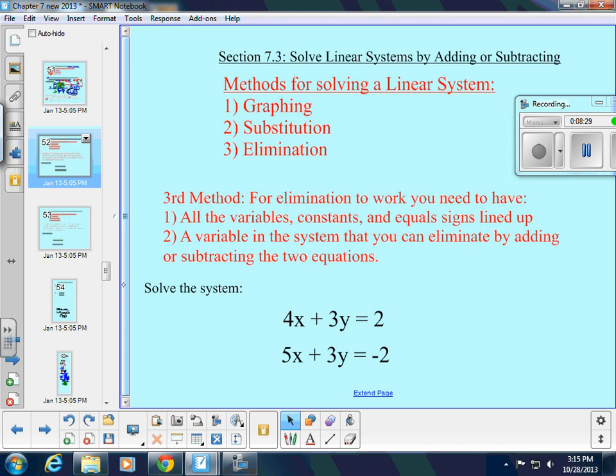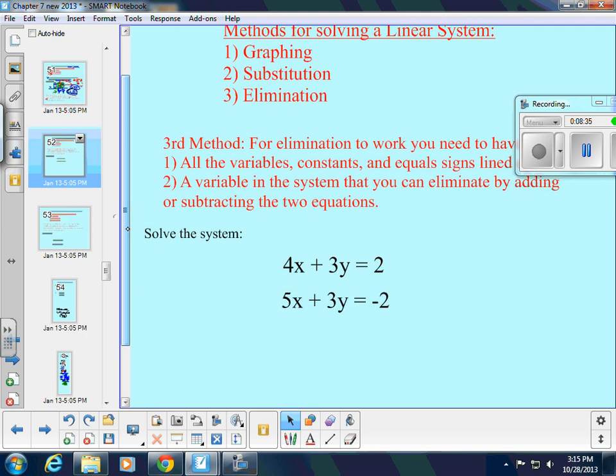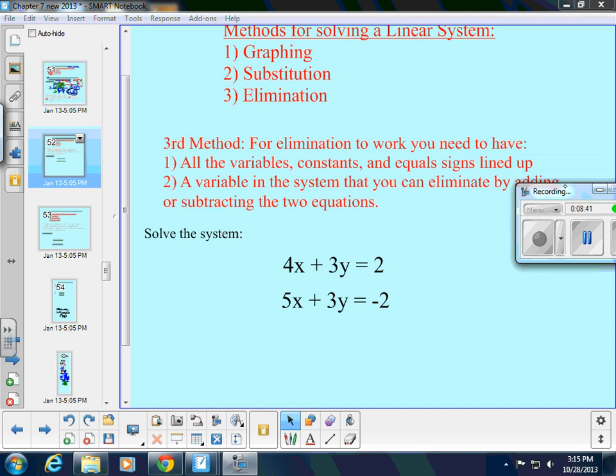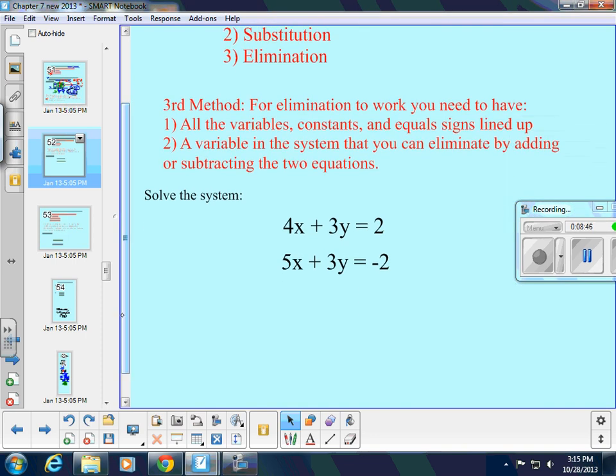All these things in red you've already written down if you're taking notes along with me. I'm going to keep them on this page so I can reference them. There are our 3 methods, and for the third method, there are the things we need so that we can use elimination. What I want to talk about is this next example. I'm going to go through a few examples with you. This one says 4x plus 3y equals 2.